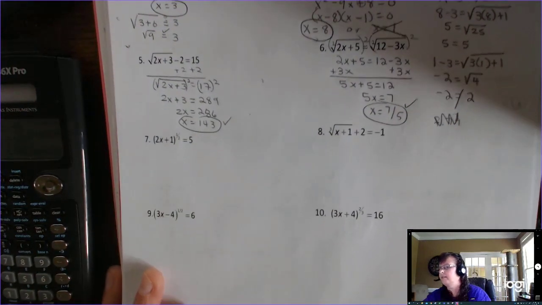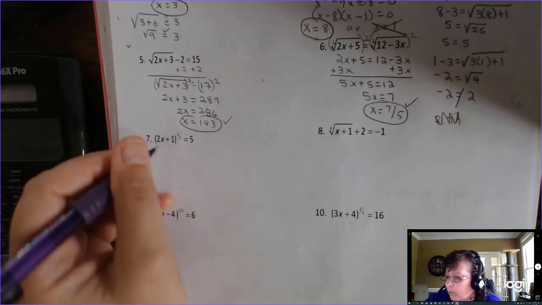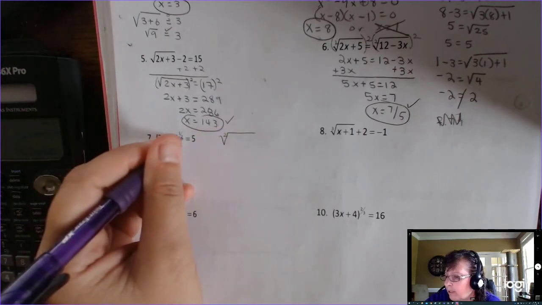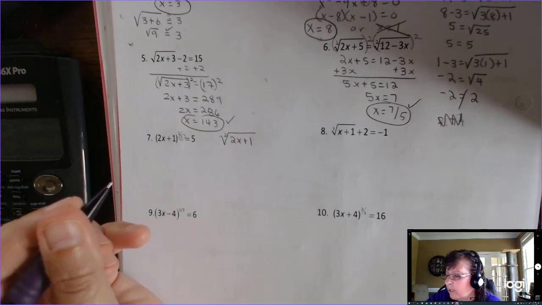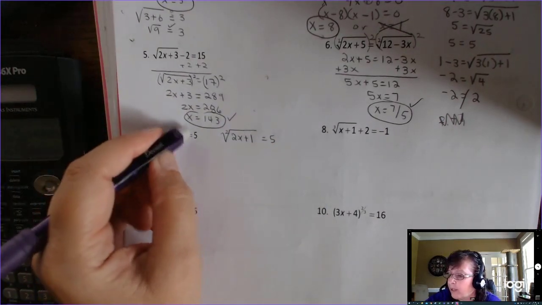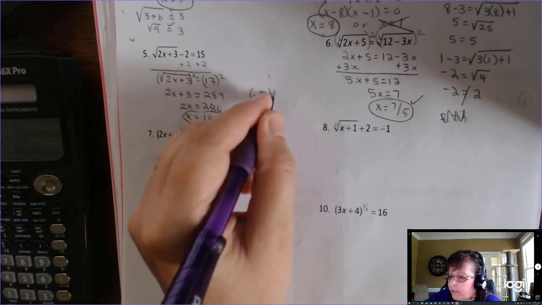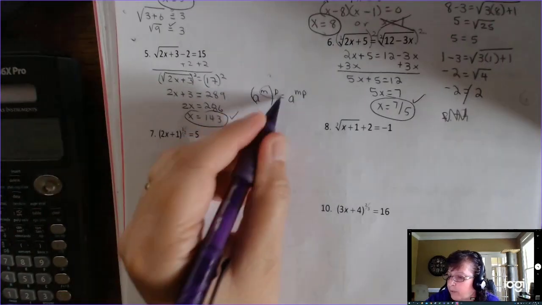Now, number 7, we have our first rational exponent. So you've got 2 choices. You can rewrite that immediately as square root, because that exponent is belonging to 2x plus 1, and then go from there. Or you can just remember your algebra exponent rules. If you have a to the m to the p, you can multiply.